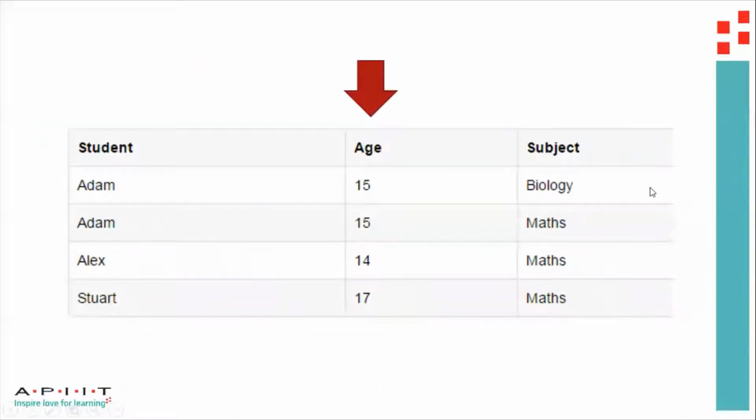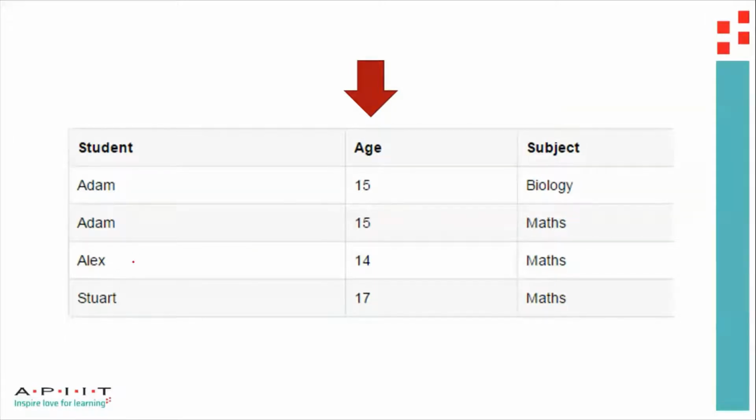Once you have converted your relation into first normal form, what we can do is have multiple rows for the different values. Can you remember Adam? Adam is following two different subjects, so I have put two rows for Adam like this. Adam, age 15, biology. Adam, age 15, maths.